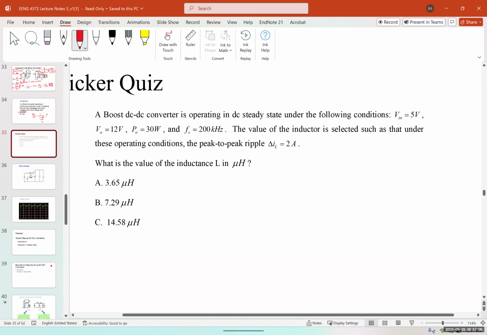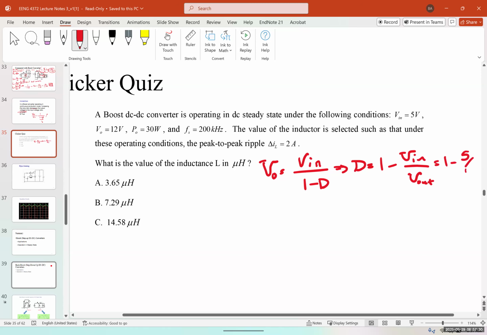So to find this, we first need to find the duty ratio. We already know that Vout is equal to Vin over 1 minus D. Therefore, the duty ratio D would be equal to 1 minus Vin over Vout, 1 minus 5 over 12, which gives us 0.583.